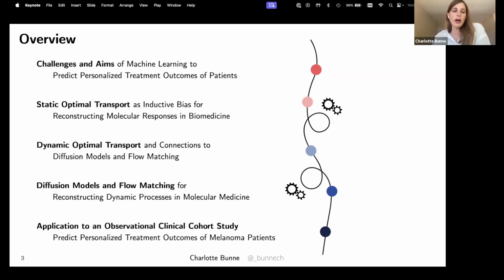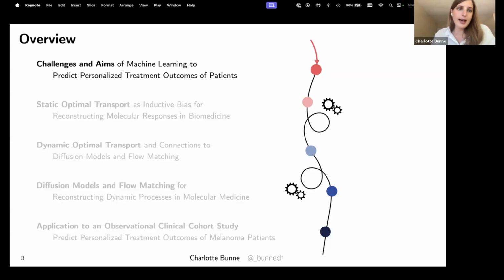And then we look at some very nice results we are currently gathering from using those types of methods on an observational clinical cohort study. This is running Swiss-wide in Switzerland, where we are able to predict personalized treatment outcomes of melanoma patients. So let's get started. Let's start with the very first part: what is the problem.